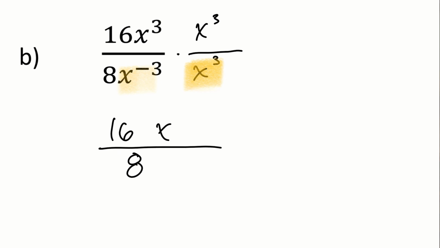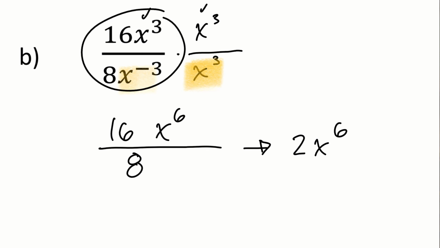And I now have 6 factors of x, right? 1, 2, 3, 4, 5, 6. And then the final thing I see here is I have 16 over 8. 16 over 8 is just 2. So I'm left with 2 times x to the 6th power. Powerful, if you think about it, the fact that I could replace this with simply that.